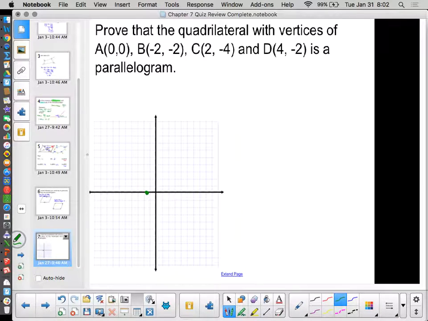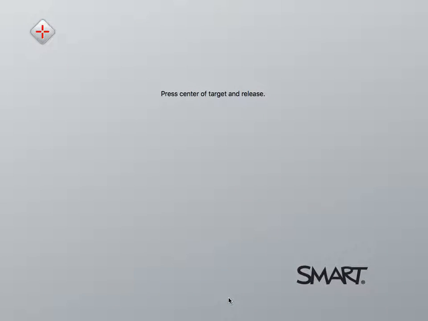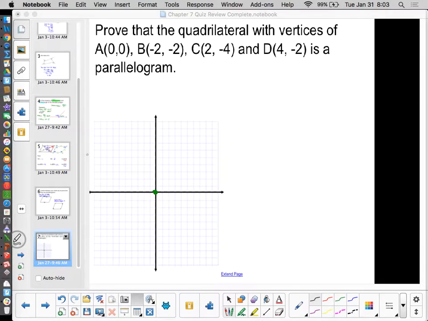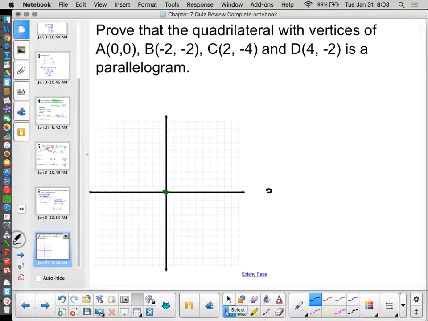So A is at 0, 0. Whoa. What's going on there? Hello. Oh. Well, that's interesting. Random recalibration necessary. Let's try this. This is always fun on the podcast when I'm recalibrating the smartboard. So if someone is watching this somewhere, ever, sorry about that. All right. There we go. Seems better now.